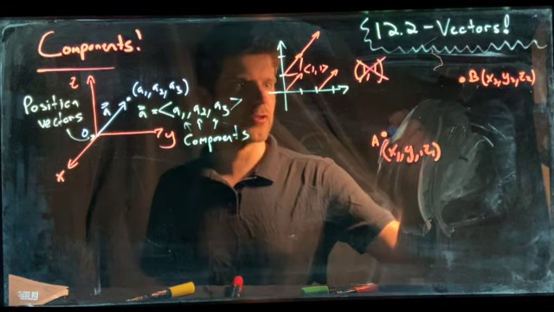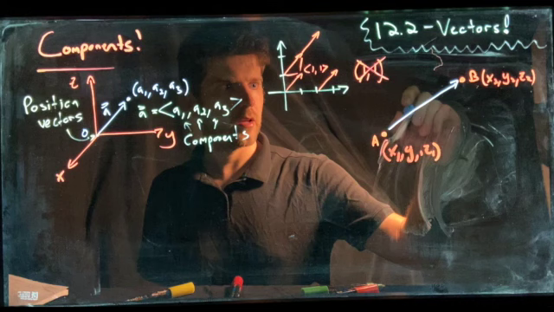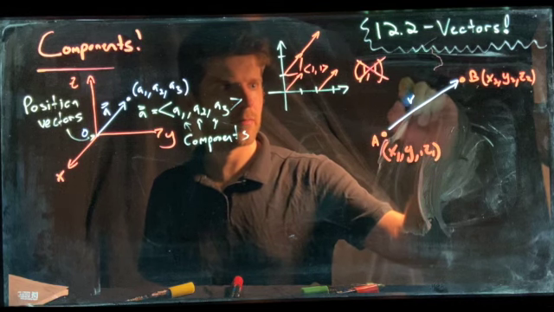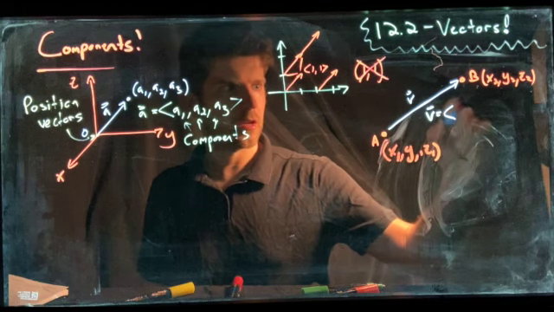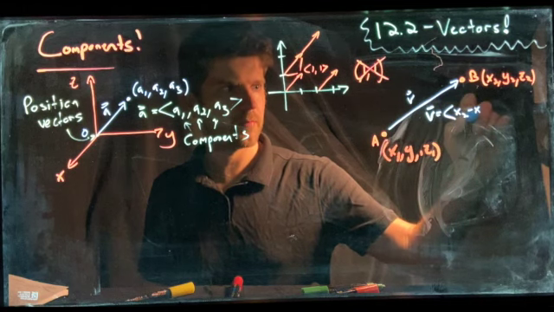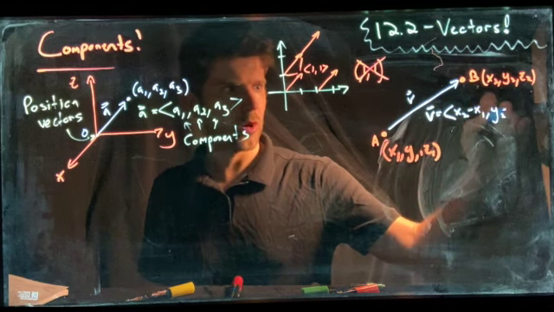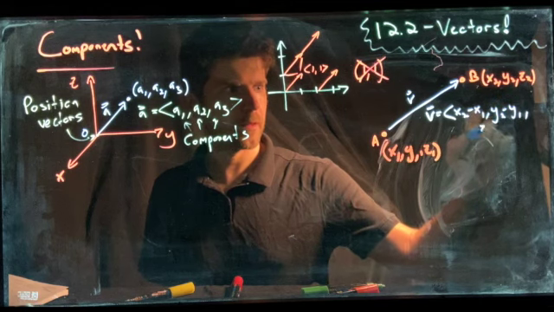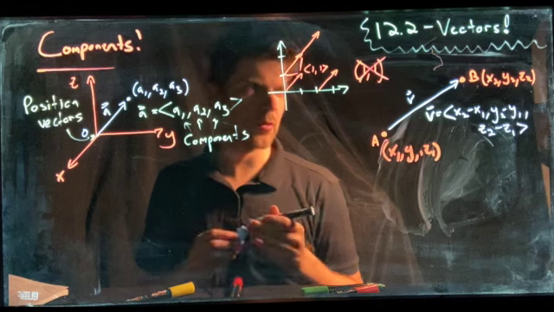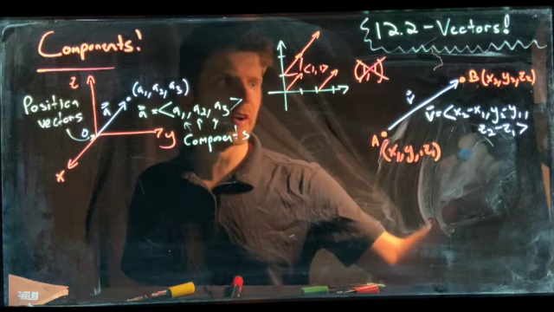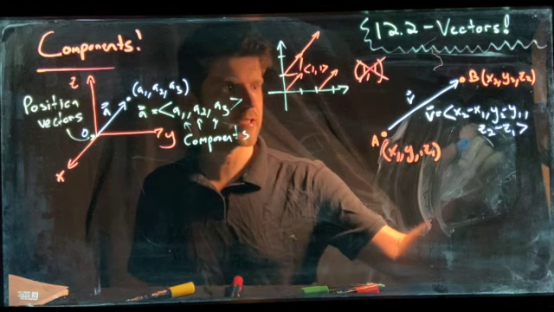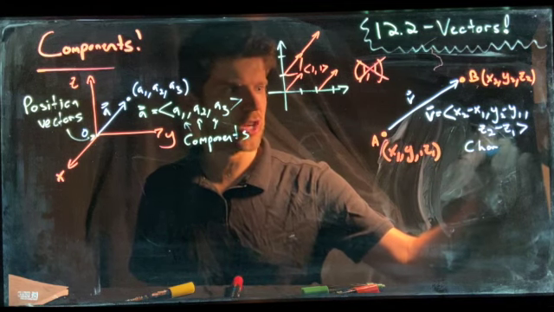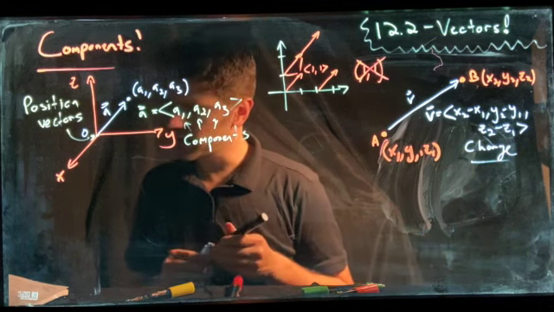If I want a vector AB that goes between them, this vector v would be defined by ⟨x2 minus x1, y2 minus y1, z2 minus z1⟩. So this is kind of that final minus initial that you might be familiar with from physics or other classes. But again, vectors connote the change from one place to another.